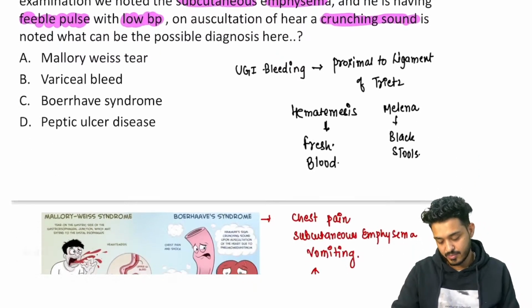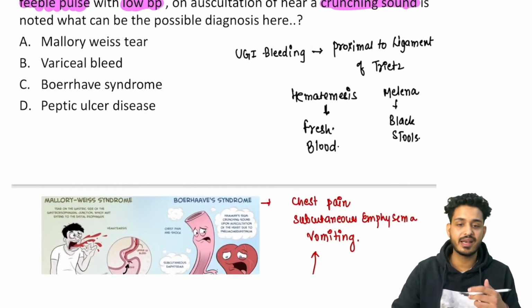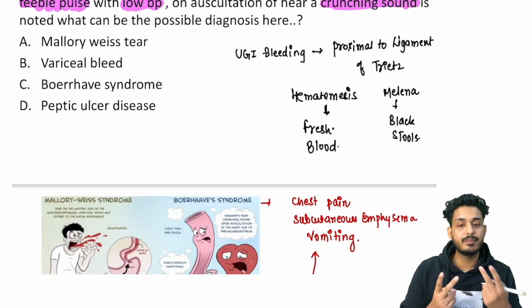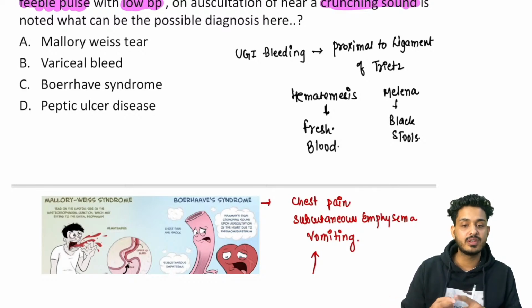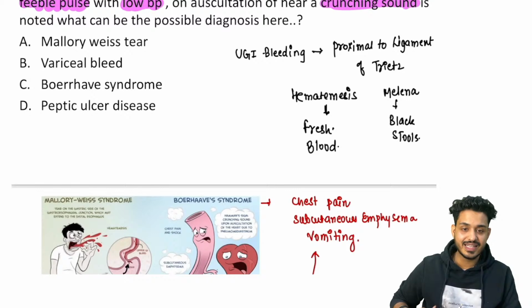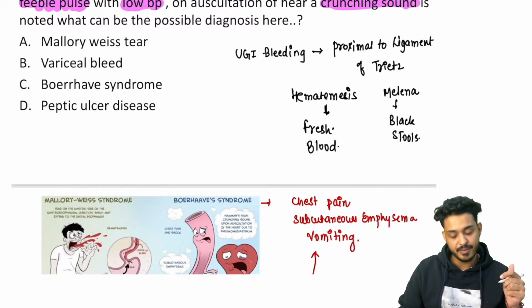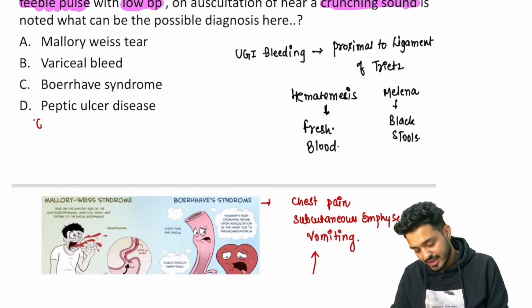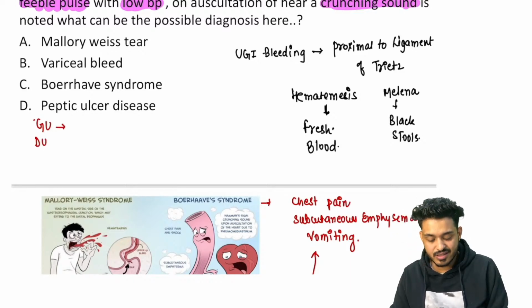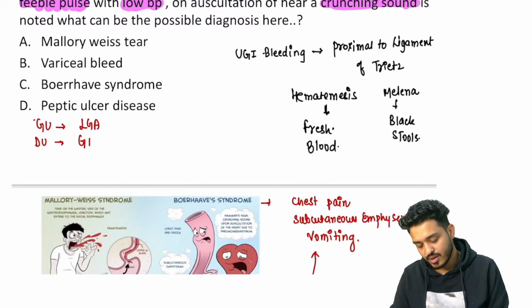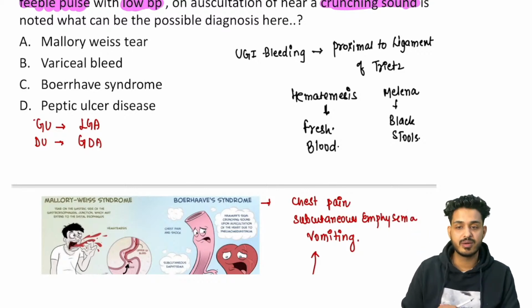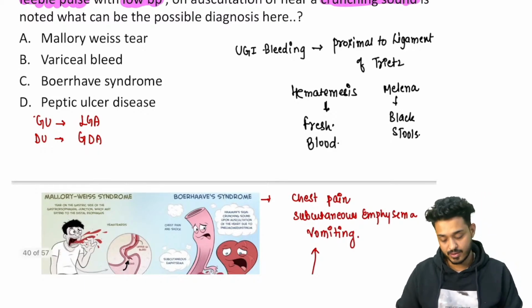What about peptic ulcer disease? Peptic ulcer disease can have two manifestations. Two types of ulcer: either the ulcer is present in the gastric region, or in the duodenum. So a gastric ulcer can be there, and a duodenal ulcer can be there. In gastric ulcer, the artery which is going to bleed is the left gastric artery. In duodenal ulcer, the gastroduodenal artery is going to bleed. How many types of peptic ulcer do we have?